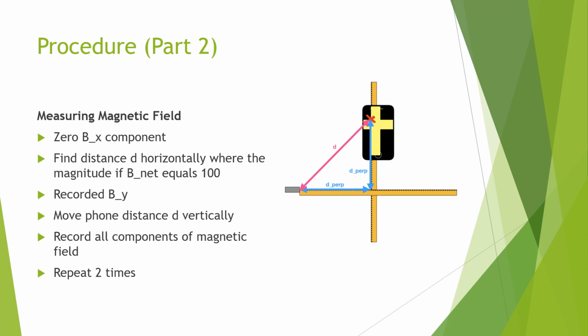Part 2 of the procedure was measuring the magnetic field. With 0 Bx component, then find the distance d horizontally where the magnitude of B net equals 100. Record By, then move the phone distance d vertically. Record all components of magnetic field and repeat this process 2 times.